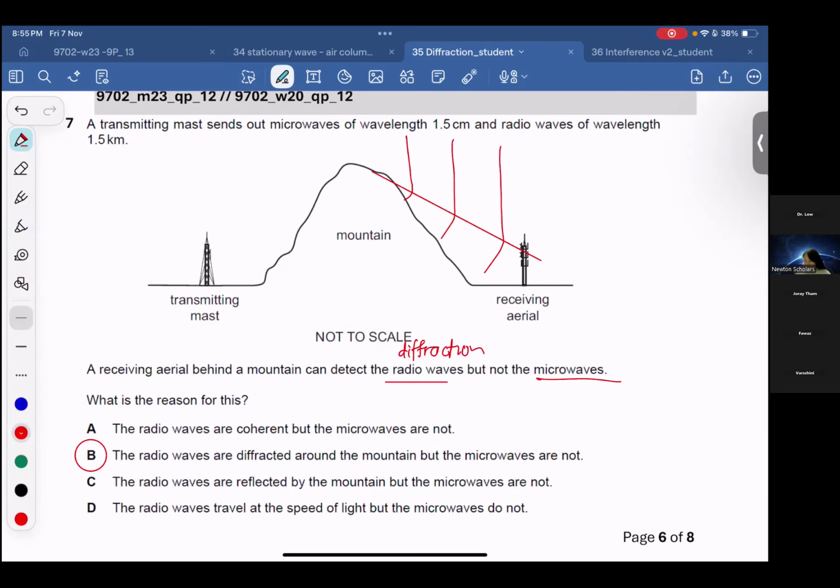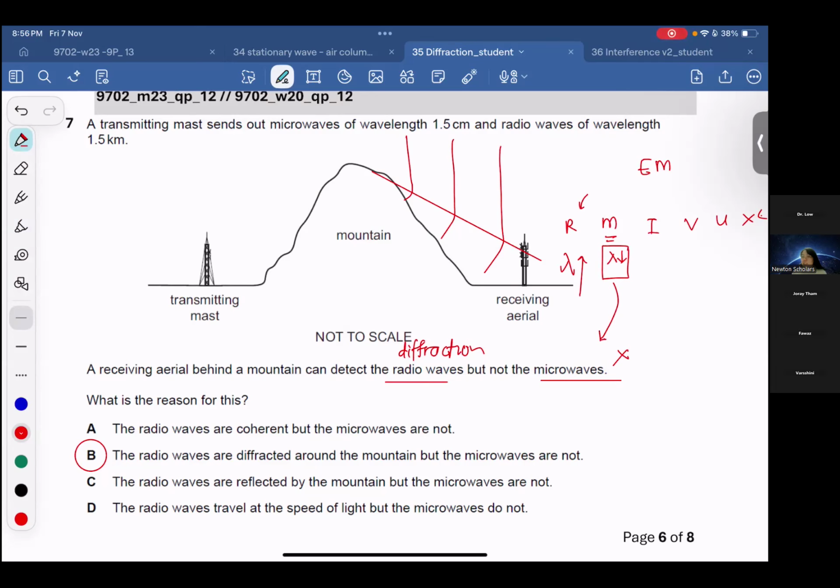But this is not so for microwave, the diffraction is not obvious. So what is the difference between radio and microwave? One can diffract, another one cannot. But why? Just now I told you about the EM wave: the wavelength is longer for radio, and for microwave the wavelength is shorter. With the shorter wavelength, the effect of diffraction is not that obvious. So your answer will be B.